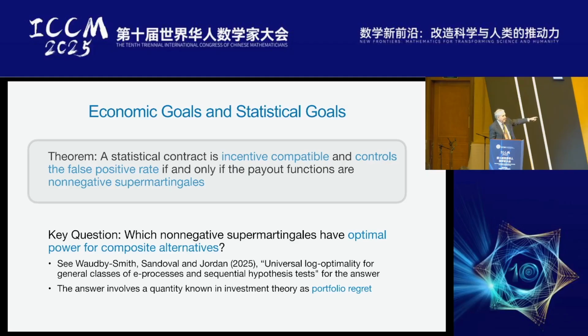So anyway, it was now an open problem. We now know some supermartingales, and they do have the right properties, if and only if, but which ones of them are optimal? It turns out that we were able to solve that just this past year. This is a recent paper. The answer is a characterization of something called E-processes, and it involves a quantity known as the portfolio regret. That's a deterministic quantity. If you minimize that, you will be guaranteed to have an optimal stochastic decision in this martingale setting.